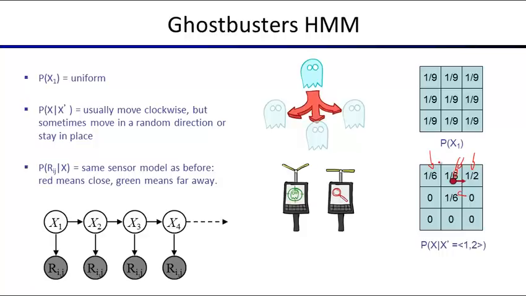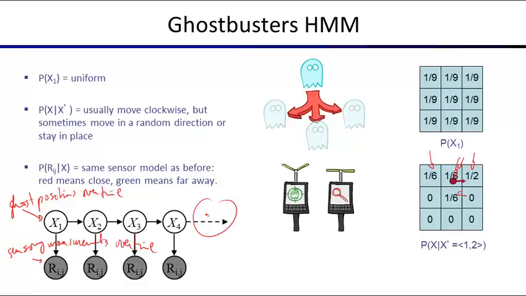In addition, we have the sensors. We have discussed the sensors at length before, where you get to measure different colors depending on how far away the ghost is. And so what you have now is a hidden Markov model. These are the ghost positions over time. And these here are the sensor measurements over time. It goes on however long you want to run this model. You can run inference in this model, and that way try to keep track of where the ghost might be.